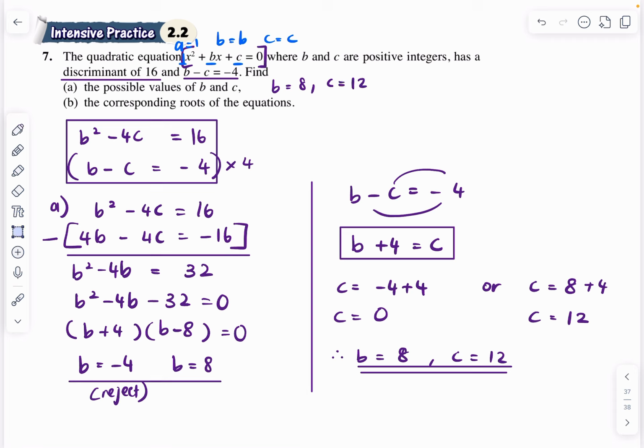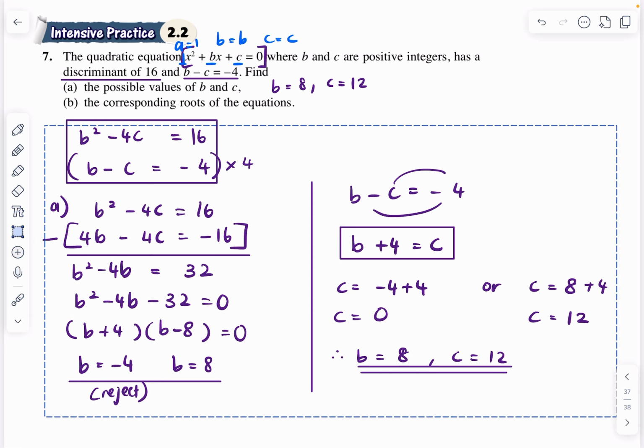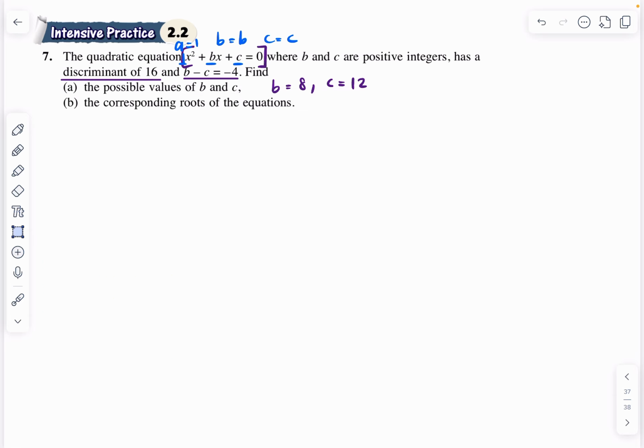Okay, next. Let's look at question B. They want us to find the corresponding roots of the equations. Alright. So x square plus bx, therefore plus 8x, plus c, so plus 12 equals to 0. They want us to find these roots, the roots of this equation. So here we just can factorize.